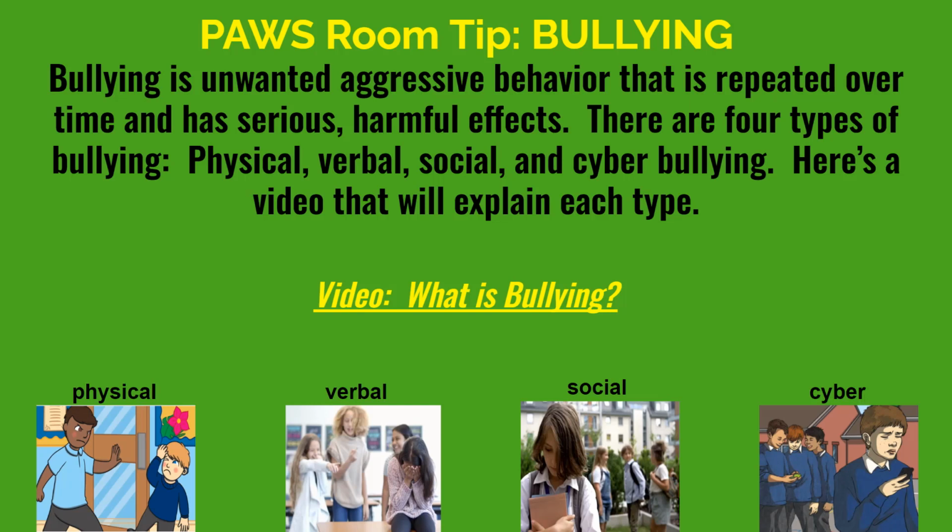Now, bullying is an unwanted aggressive behavior that is repeated over time and has serious harmful effects. There are 4 types of bullying that we're going to talk about in the video here. It's physical, verbal, social, and cyberbullying. And here's a video that is going to explain each of those types of bullying. And remember, here at Pioneer, we do not practice any of these types of bullying.